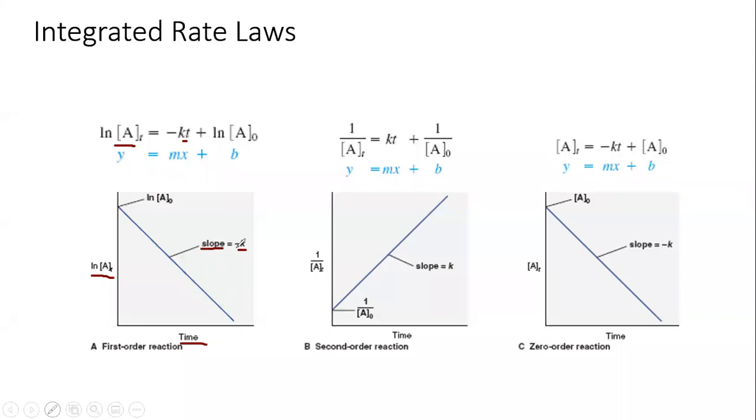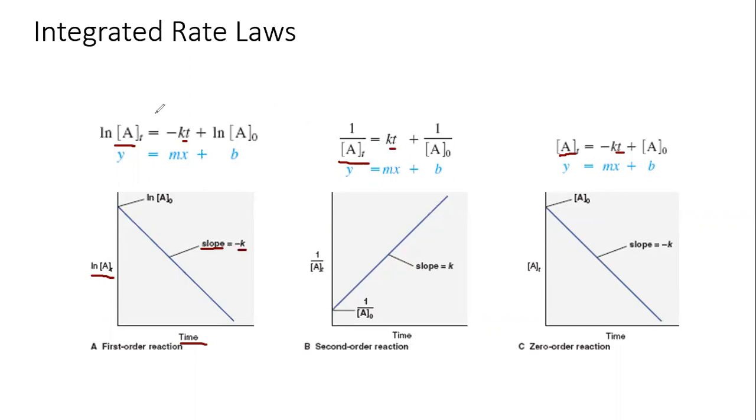Now, if you did the first order and it wasn't linear, and you try a second order, what we plot here is 1 over A versus time. And when you plot 1 over A versus time, again, you get a linear fit or linear curve, and the slope equals the rate constant. And then lastly, if you plot concentration versus time, you should get a linear relationship if it's zero order, and again, it'll be a negative slope because over time concentration decreases, and so slope equals negative k.